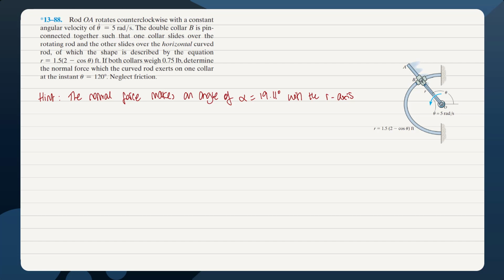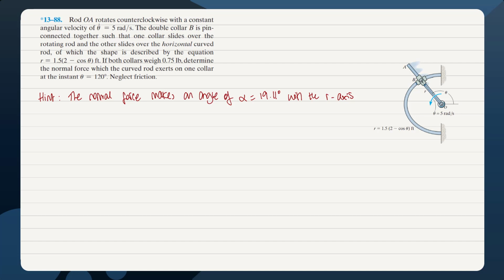If both collars weighed together is 0.75 pound, determine the normal force which the curved rod exerts on one collar at the instant theta is equal to 120 degrees. We're also asked to neglect friction, so we do not have to worry about that.